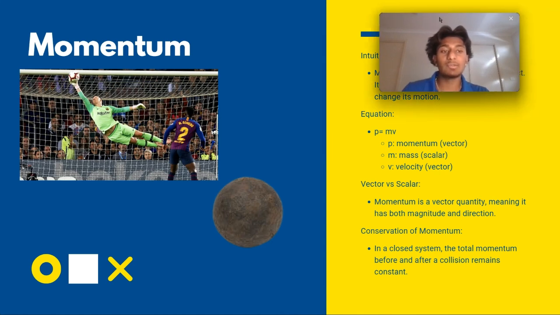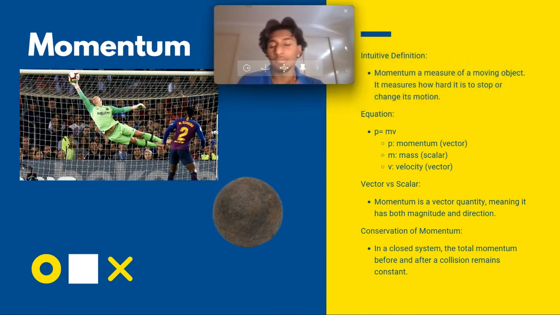Let's now look at the formula for momentum. The formula for momentum, where momentum is P, is mass times velocity. The units are kilograms and meters per second, so the unit for momentum is kilogram meters per second. And this is how we calculate momentum.